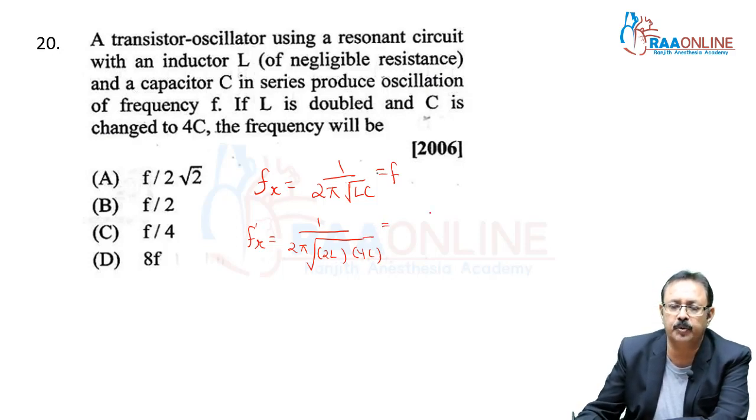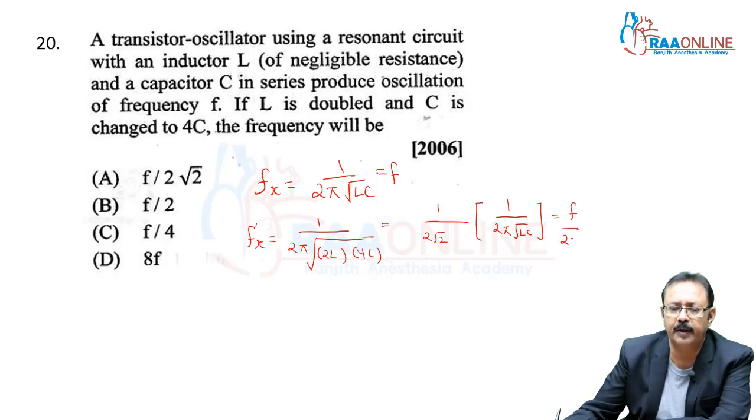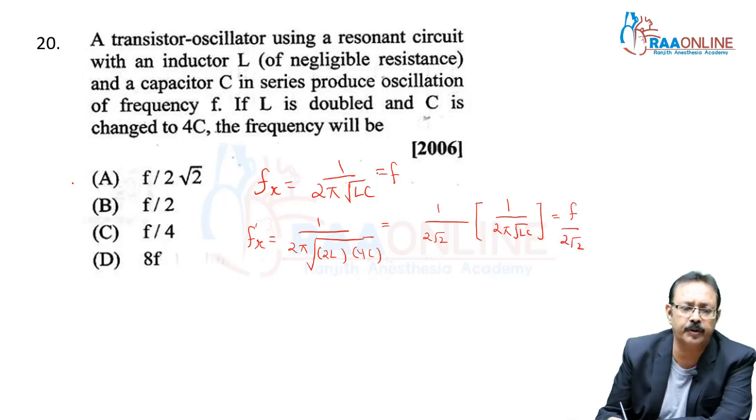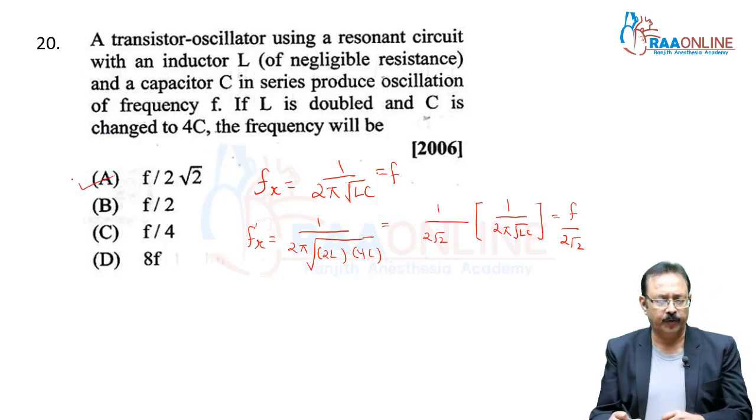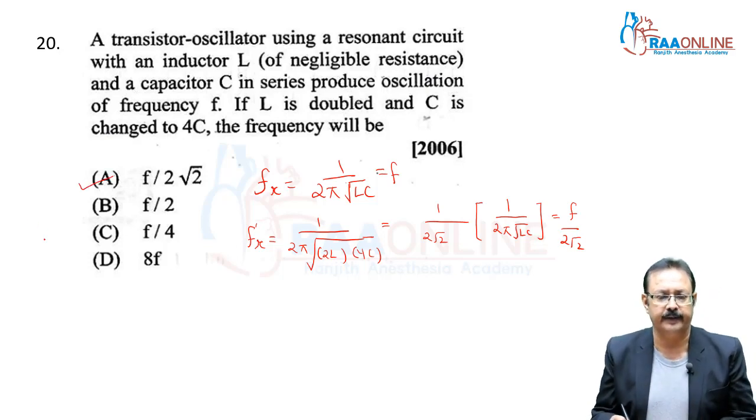Now this 8 is extra. 8 means 2 root 2. Take 2 root 2 out of the expression. So what do we get remaining? 1 upon 2 pi root LC, means old resonant frequency divided by 2 root 2. So we are going with option A. For 20th we are going with option A.